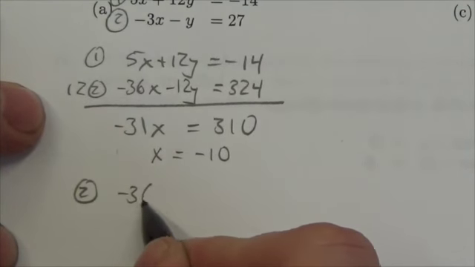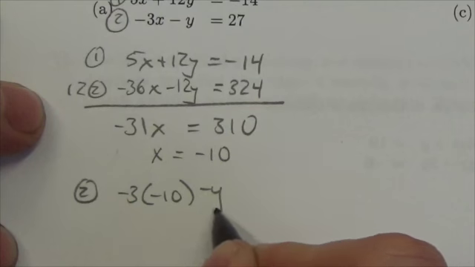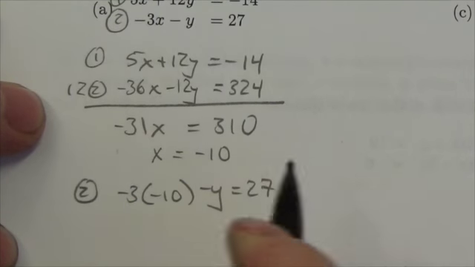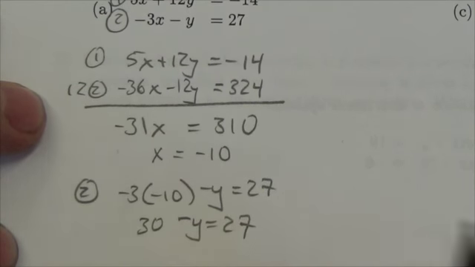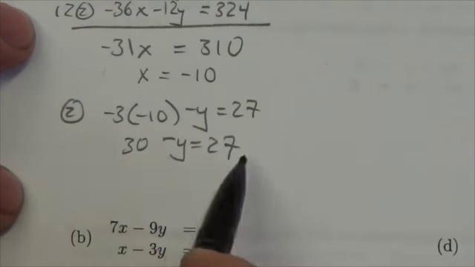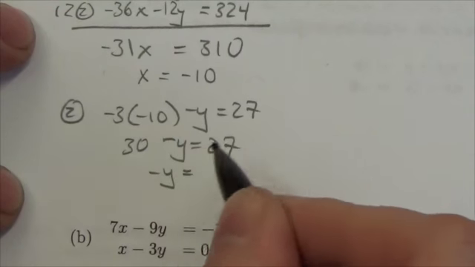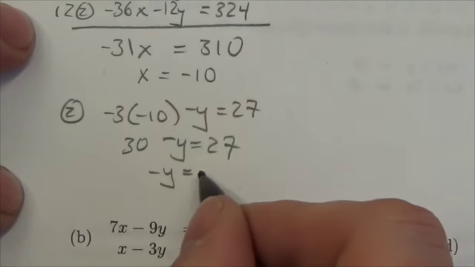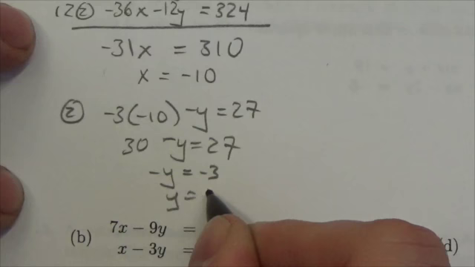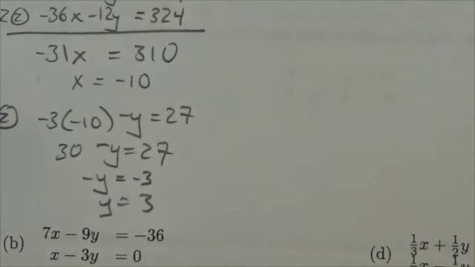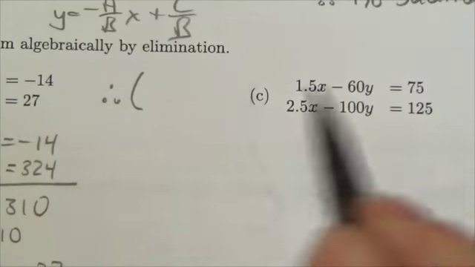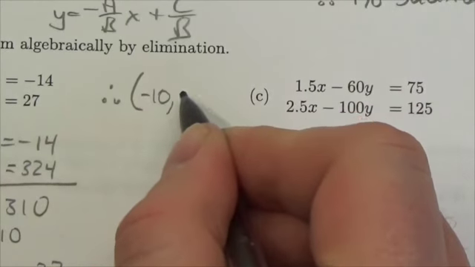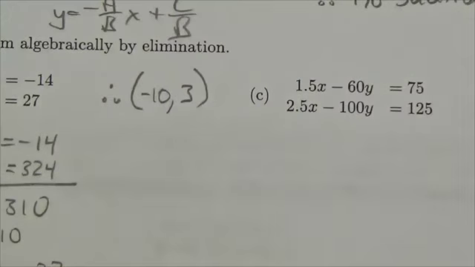So this will be negative 3 times negative 10 minus y is equal to 27. So that's positive 30 minus y is equal to 27. Okay, let's bring the 30 over. So negative y is equal to 27 minus 30, which will be negative 3. So y is equal to 3. So therefore, I can come back up here and state that my solution to this system is going to be the point negative 10, comma, positive 3.